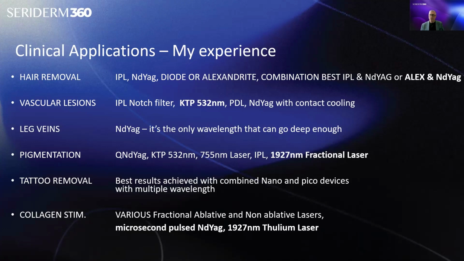One of my new favorites is the 1927 nanometer fractional laser. We use Laser MD on our courses from Neutronic. I think for me, that's one of the most exciting lasers because now you can treat all skin types all year round for melasma and pigmentation because you can use a drug to really help to enhance that result. So for me, my first choice for pigmentation these days would be 1927 nanometer.